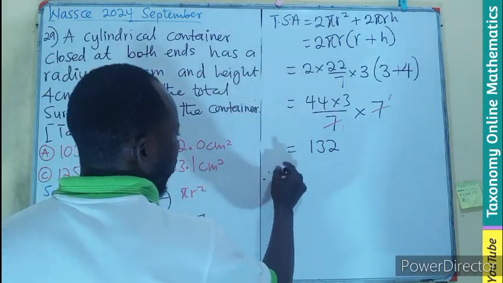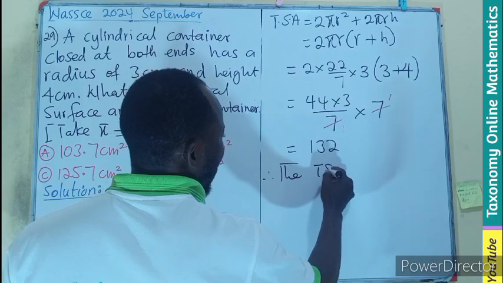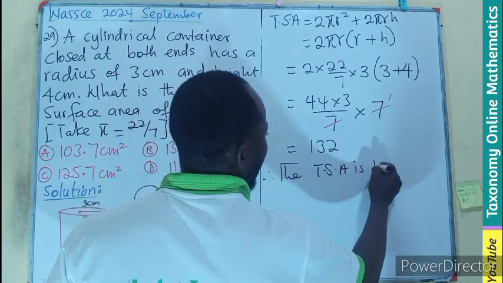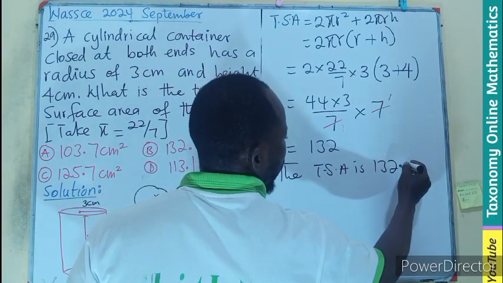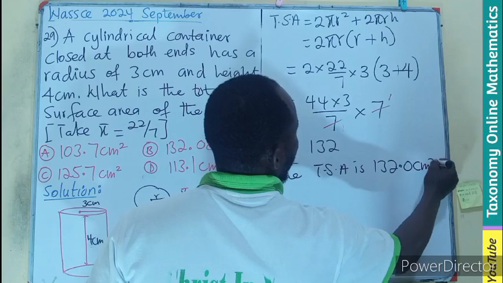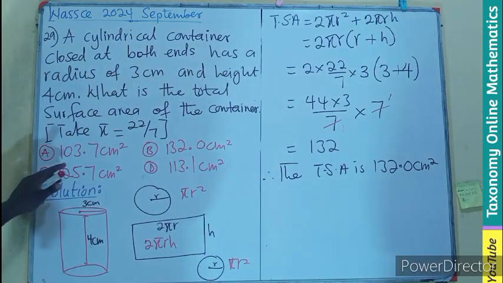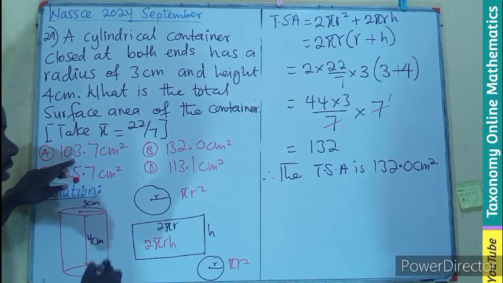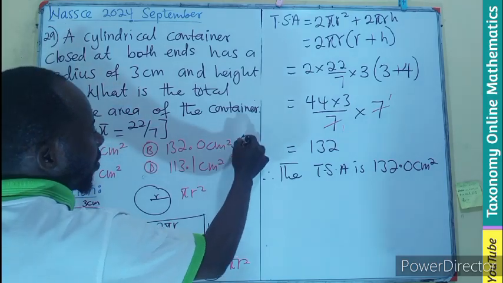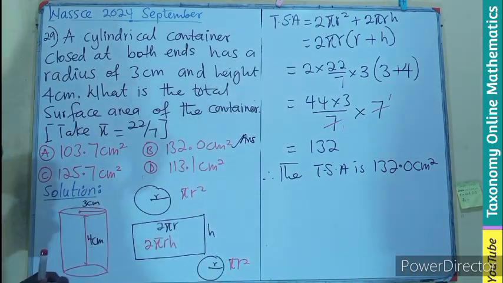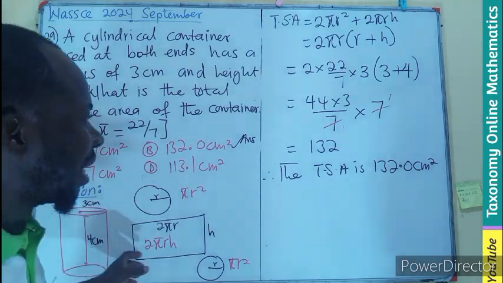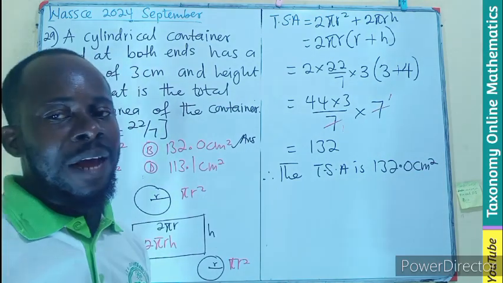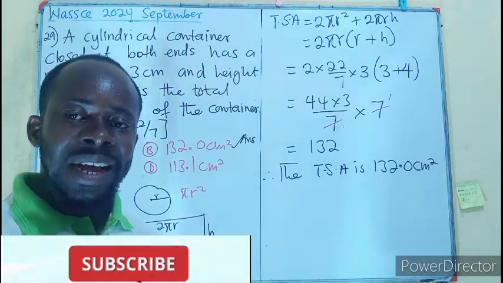So therefore, the total surface area is going to be 132.0 centimeters squared. If we are to leave our answer in 1 decimal place, as the question is leaving, this becomes option B. So this is the total surface area of this cylinder that has a radius of 3 and a height of 4, all in centimeters.